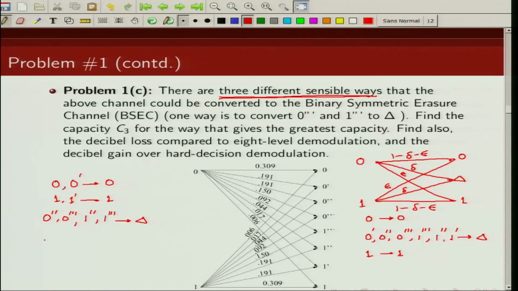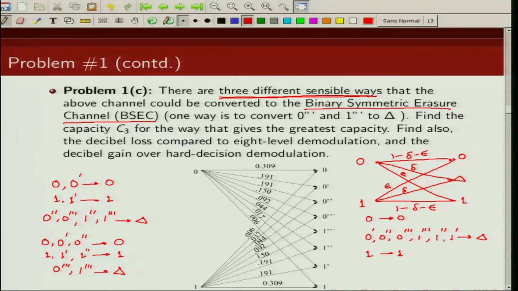Or I could do 0, 0 dash and 0 double dash, I map it to 0, 1, 1 dash and 1 double dash, I map it to 1, and I map 0 triple dash and 1 double dash to the erase bit. So, there are 3 ways in which I can convert this particular channel into a binary symmetric erasure channel.